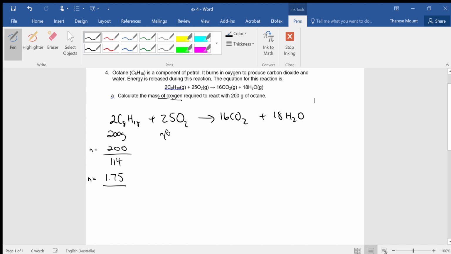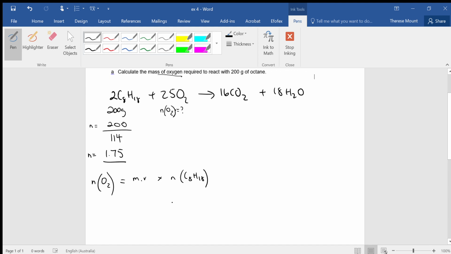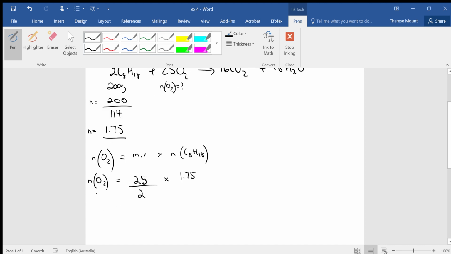So moles of oxygen is the big question mark. How do I figure that out? I use my molar ratio and I multiply by the mole value that I know, which is the octane. Now the mole ratio that we use is always the coefficient of the unknown over the coefficient of the known. So the coefficient of the unknown is 25, over the coefficient of the known, which is 2, times the mole value that we know, which is 1.75, to give me the moles of my oxygen.